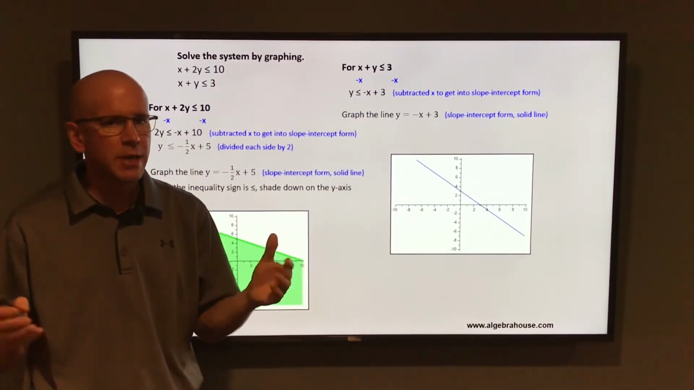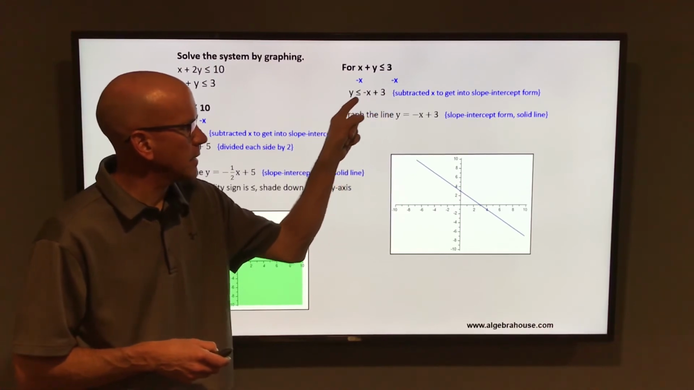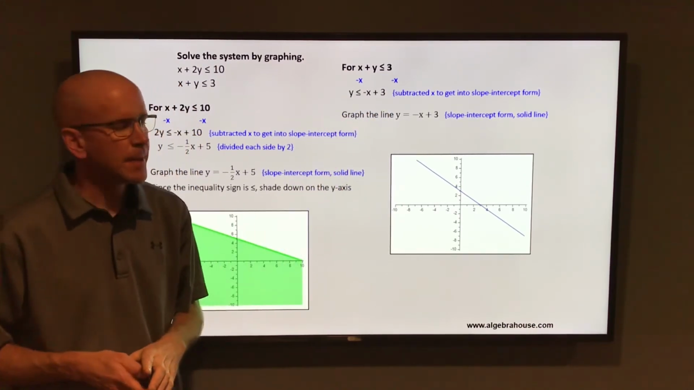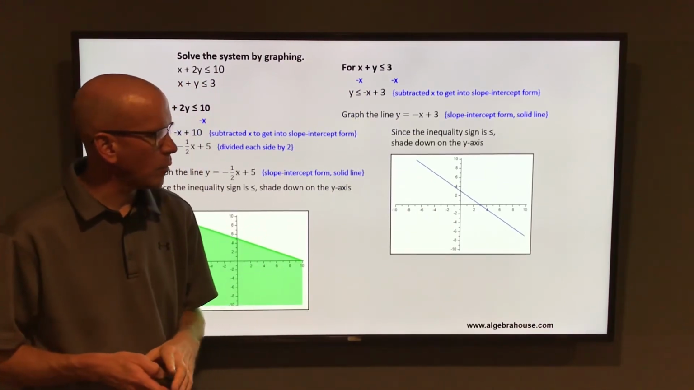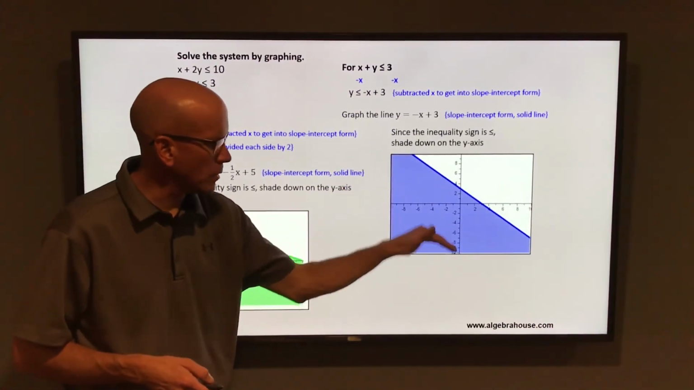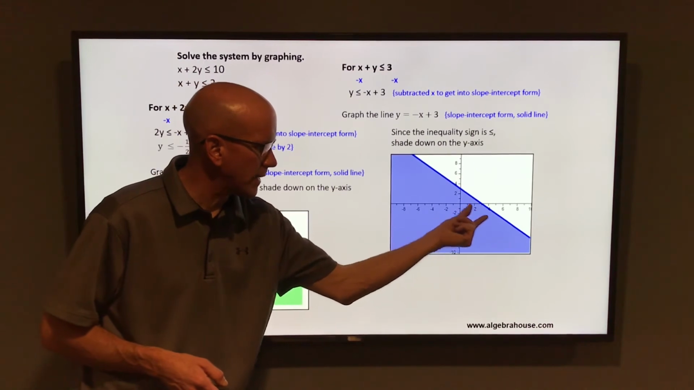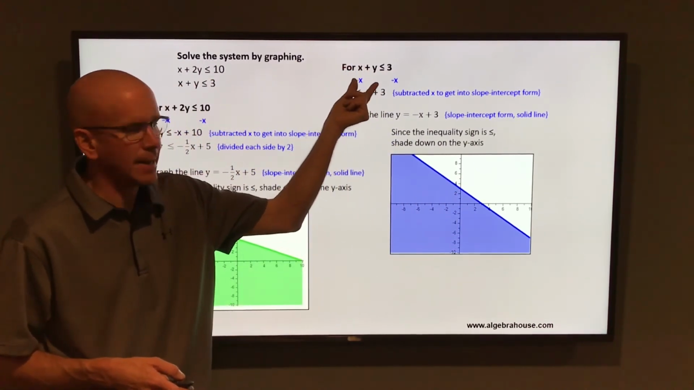Now, which way to shade? Shade based on the sign when it's in slope-intercept form. You have a less than or equal to sign, so we're shading all points below that line. So all points below that line, including the points on that line, are solutions to that inequality.